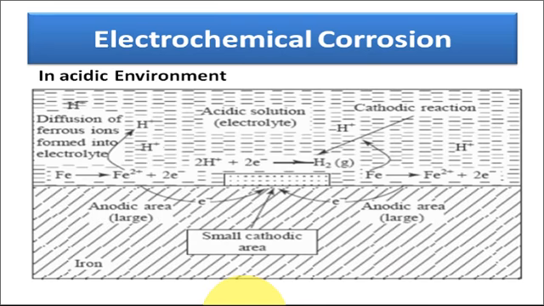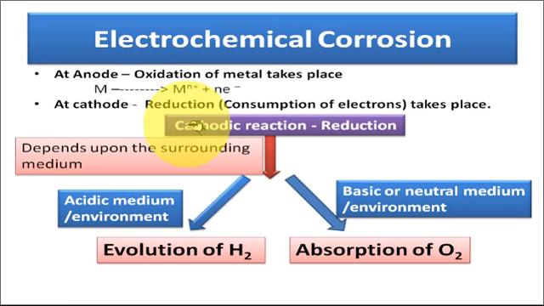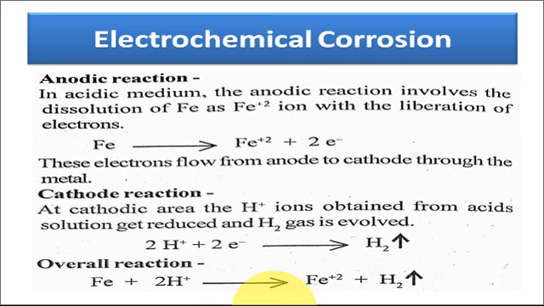So once again come here, in presence of acidic environment at the cathodic part, what reaction is taking place? Evolution of hydrogen. Now you can easily understand how at the cathodic area in presence of acid hydrogen gas is evolved. Clear?